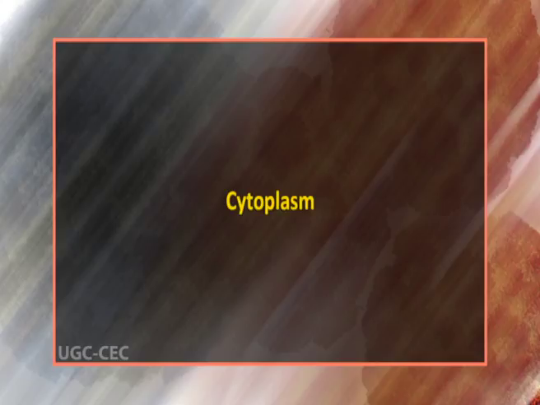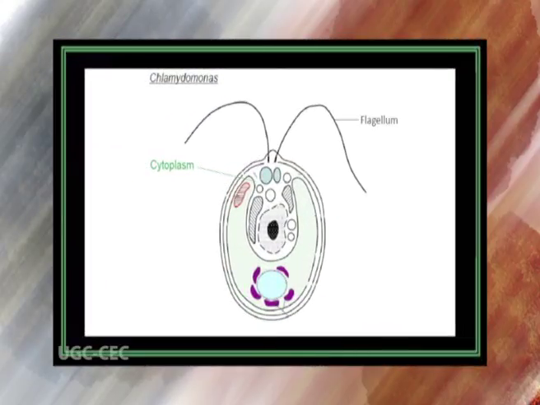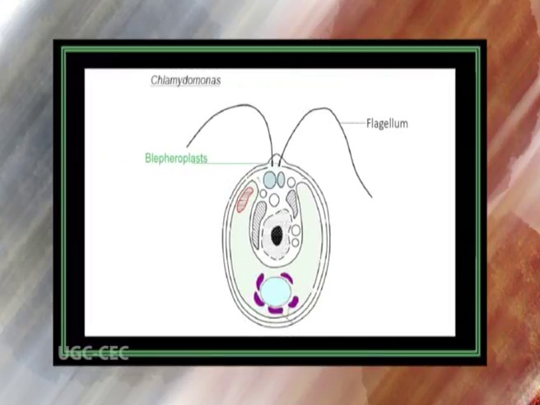Now, cytoplasm. It is the colorless, colloidal, aqueous, living solution lying inside the plasma membrane. It contains non-membranous organelles like centrosome and basal bodies called blepharoplasts, single membrane bound organelles like endoplasmic reticulum, dictyosomes, contractile vacuoles, and double membrane bound organelles like mitochondria, a chloroplast and nucleus.